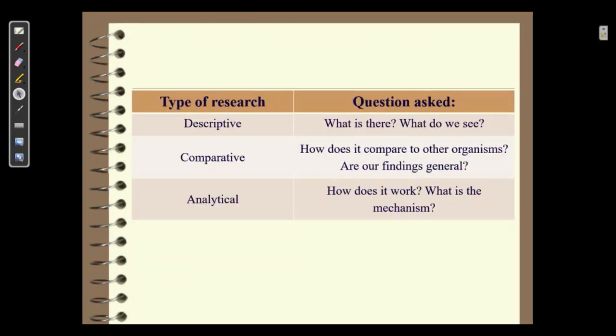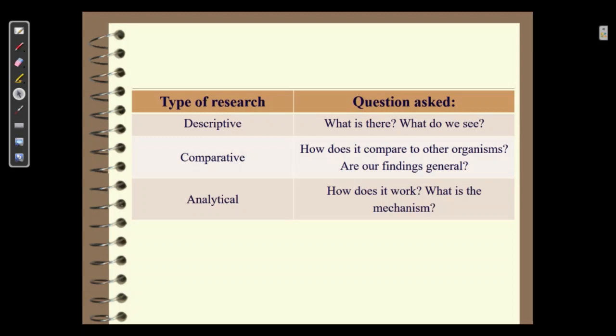And this is just an extra thing: what type of research do we have. We should also know that there are mainly three types of research articles or research fields, which are descriptive, comparative, analytical. Descriptive means that a question can be asked, what is there, what do we see, and so on. This is the description form.